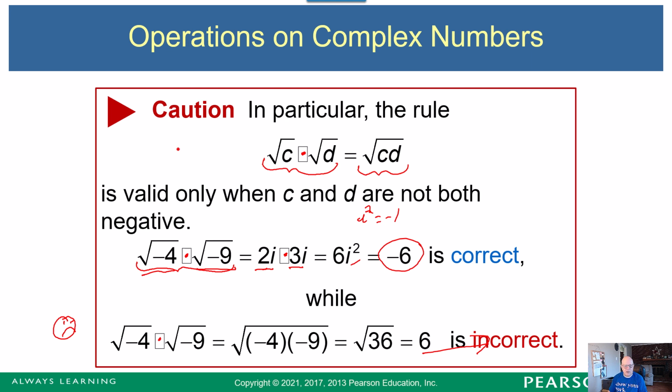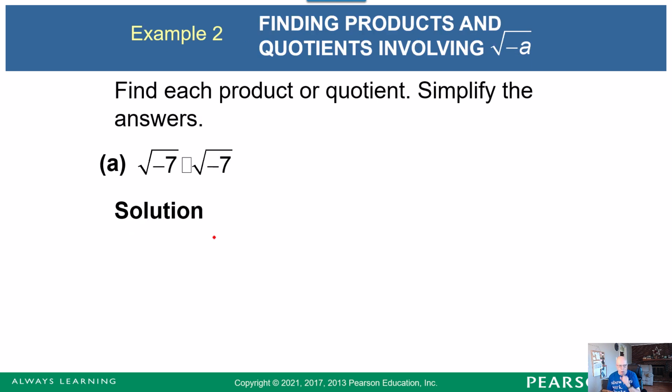So factor out the i's first, 2i and 3i, before you go about any multiplication. Got that? Factor out that square root of -1, or i, first. So how's this go?